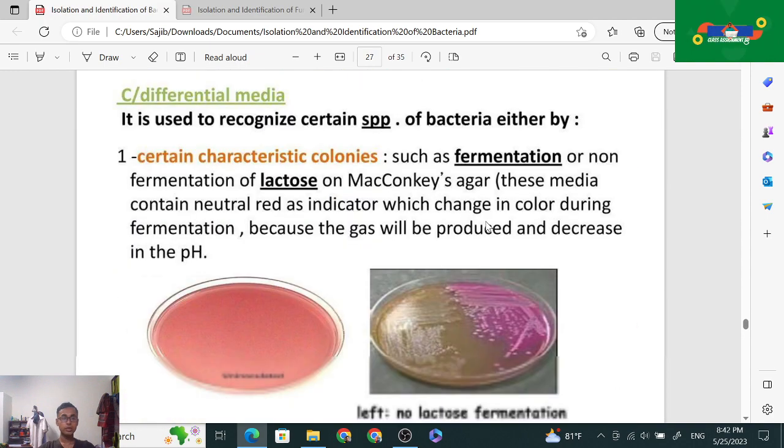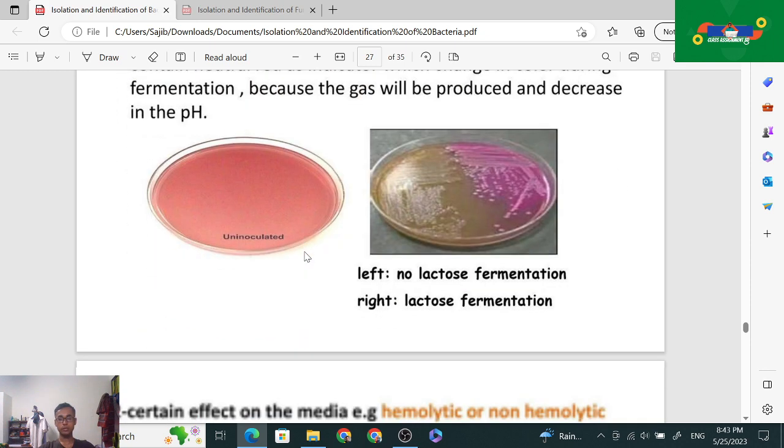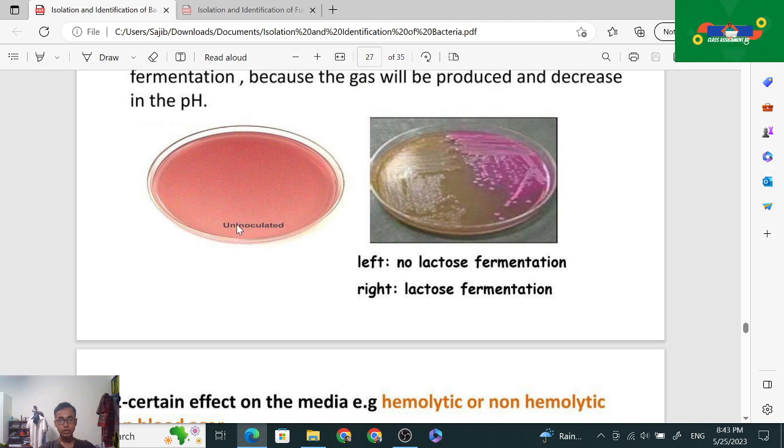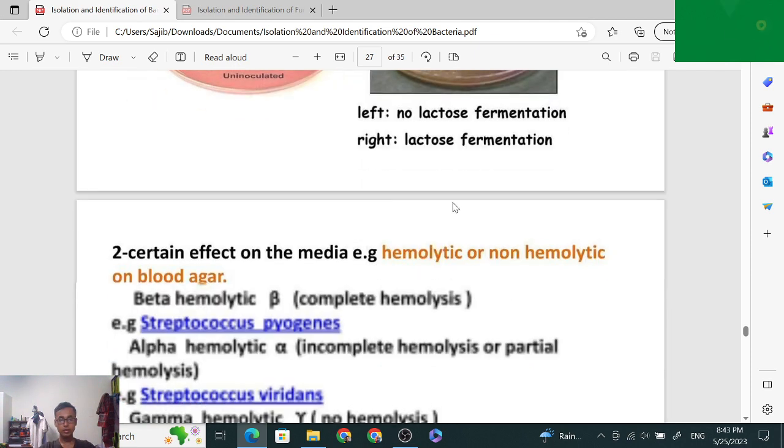Then differential media is used to recognize certain species of bacteria, either by certain characteristic colonies, such as fermentation or non-fermentation of lactose on MacConkey agar, and this media contains neutral red as an indicator which changes color during fermentation because acid will be produced and decrease the pH. Then inoculated, this is the left, no lactose fermentation we can see here, right is the lactose fermentation.